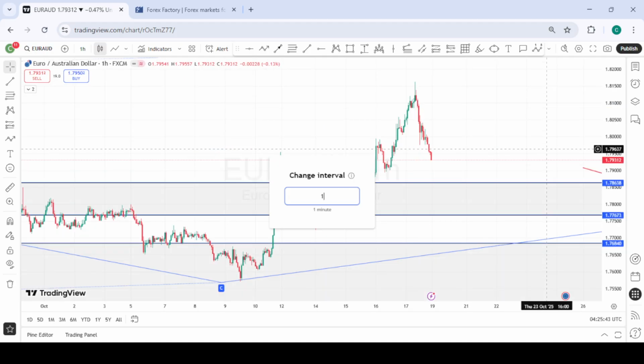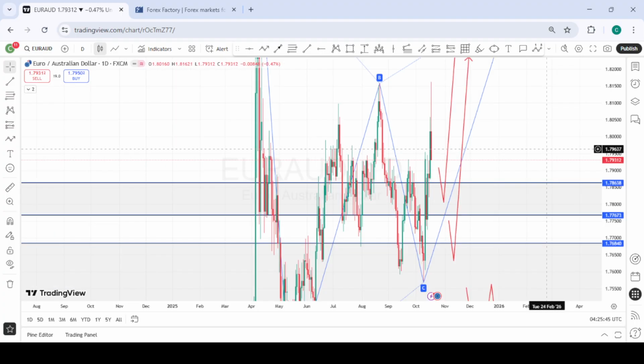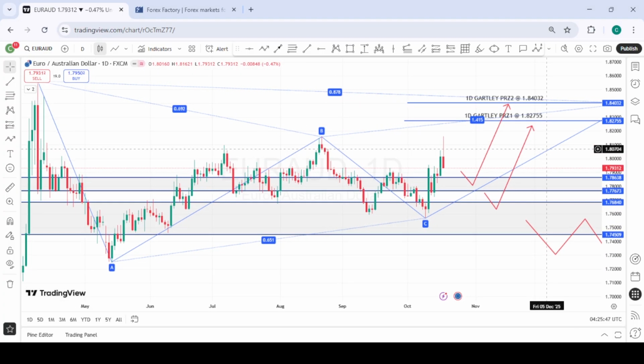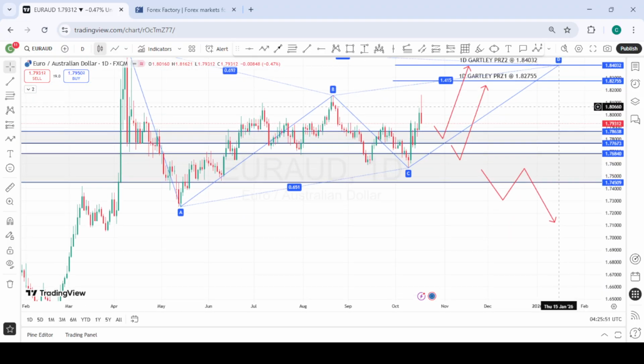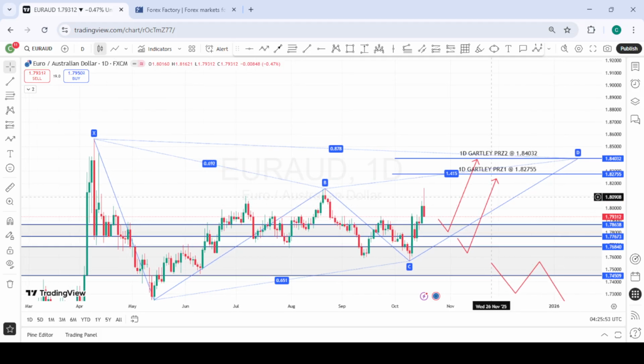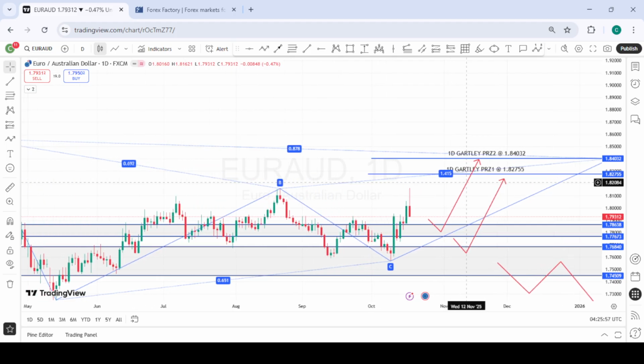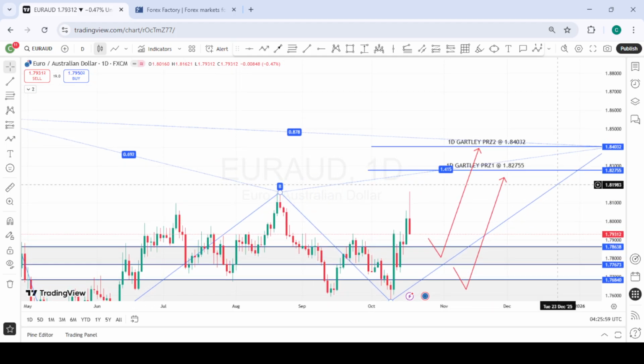So we have here EURAUD. For EURAUD, we're looking forward to this one daily Gartley pattern from last week, and we were expecting price to pull back within this zone and give us some buying confirmations. So price actually reacted slightly there and then just took off.